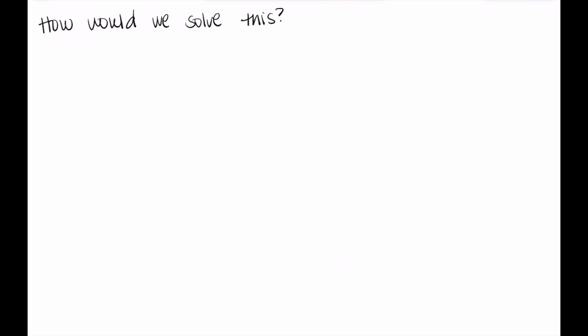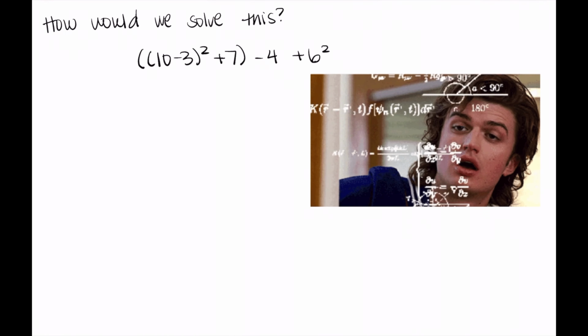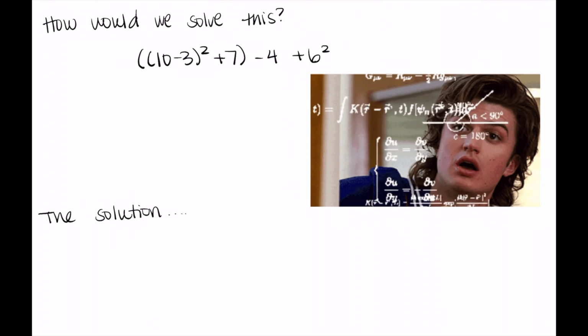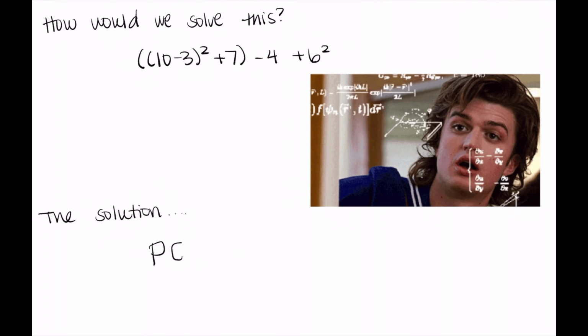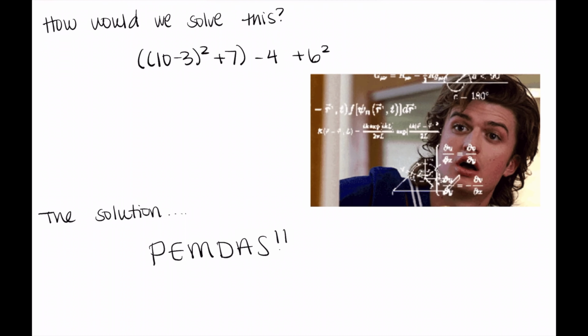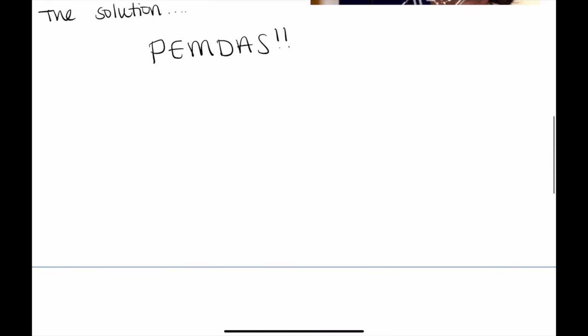So to start off, let's take a look at this example problem. So how would we solve something like this? So we have an open parentheses and then 10 minus 3 squared plus 7, close the parentheses, minus 4 plus 6 squared. That looks kind of crazy, right? How would we go about solving something like this? The solution is PEMDAS. So what we need to do is now go through and define what PEMDAS is.